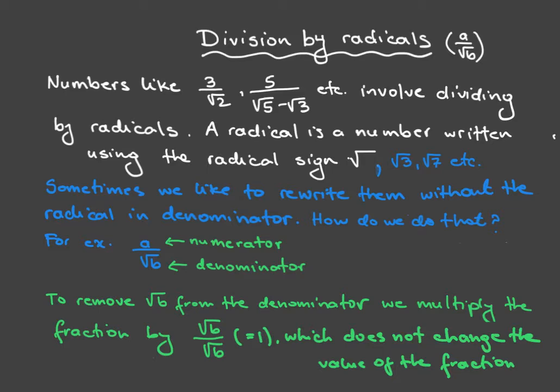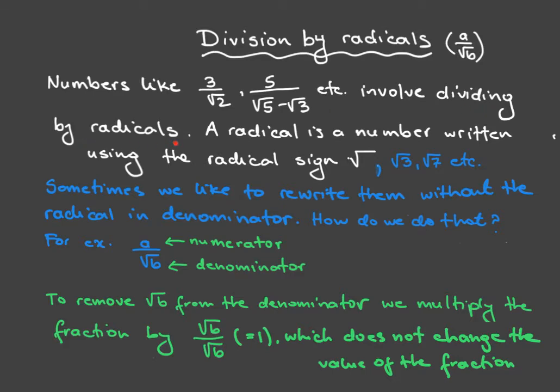Today, this lesson is going to be about division by radicals, specifically the radicals in this simple form: a divided by square root of b. So numbers like 3 over square root of 3 or 5 over square root of 5, take away square root of 3, etc. involve dividing by radicals.